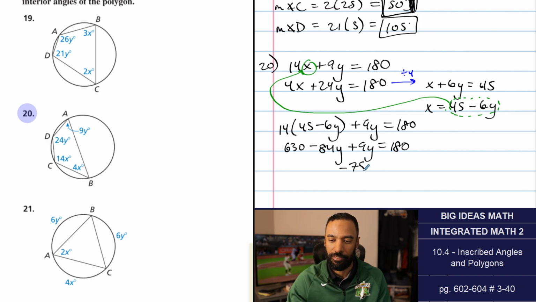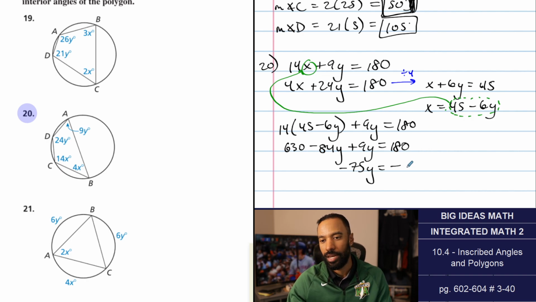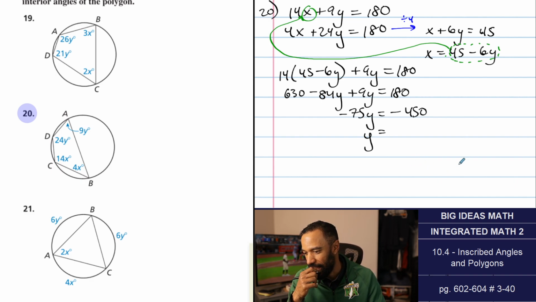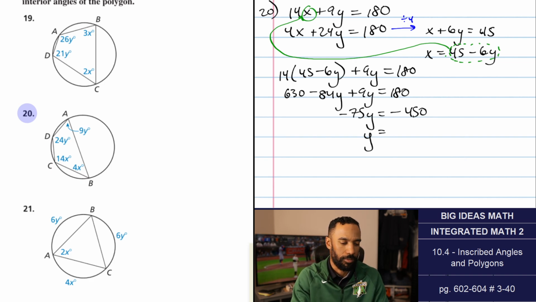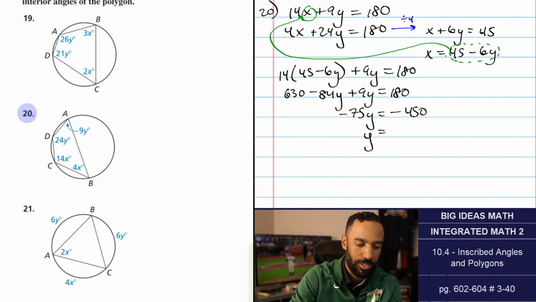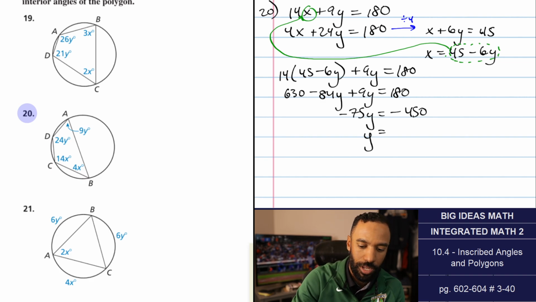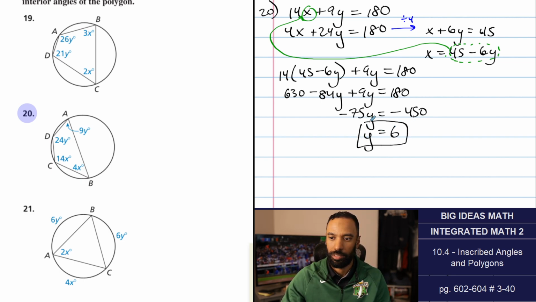This is going to be negative 75y. And this is going to be negative, now they're both negative, negative 450. And divide by negative 75. Let's just hope it's clean. Let me just use the calculator. I don't know why I can't do this. Let's hope it's clean and that I didn't mess up any numbers like that other calculation. 450 divided by 75. 6. Y equals 6.